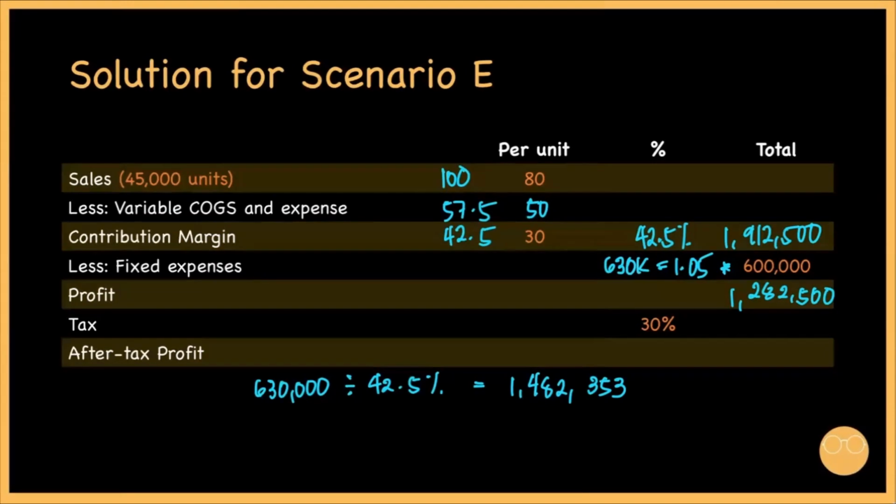Just a recap in this lecture video, what is important here is the relationship between the unit sales price, the unit variable cost, and the unit contribution margin. So if the rate changes, everything will change as well. If the per unit amount changes, that will change the composition as well.